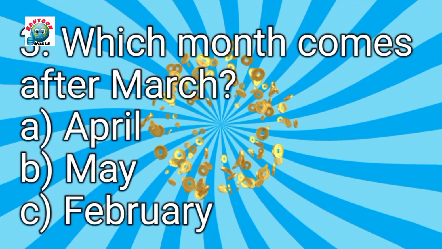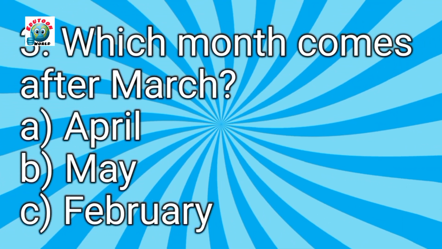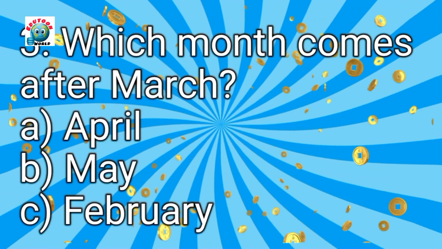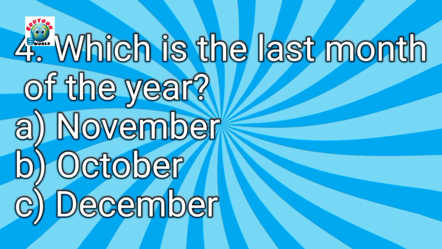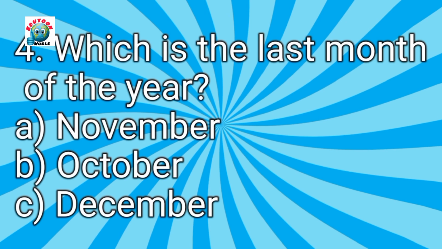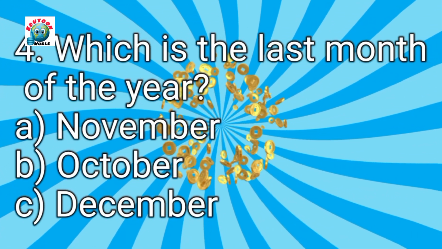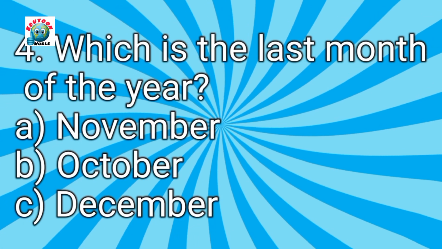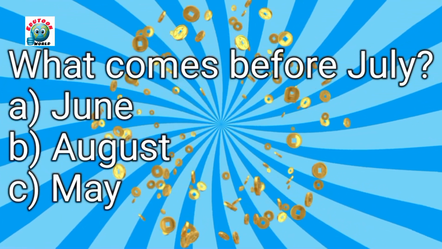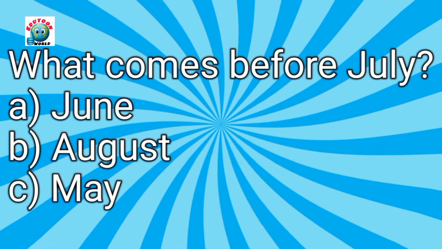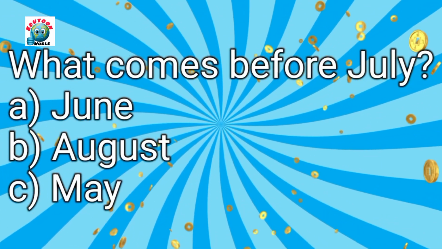Which month comes after March? April. Yes, the correct option is A. Which is the last month of the year? December. Yes, the correct option is C. What comes before July? June. The correct option is A.